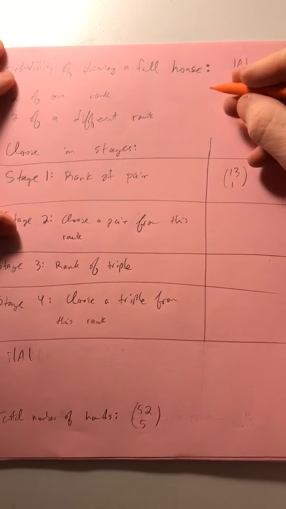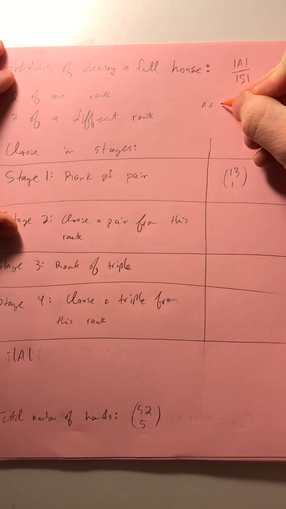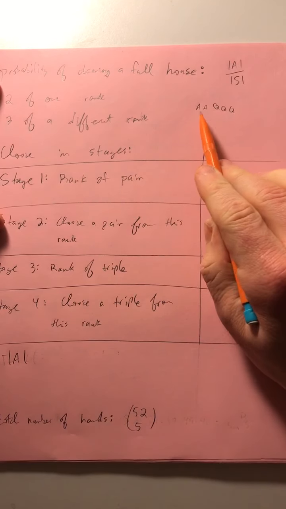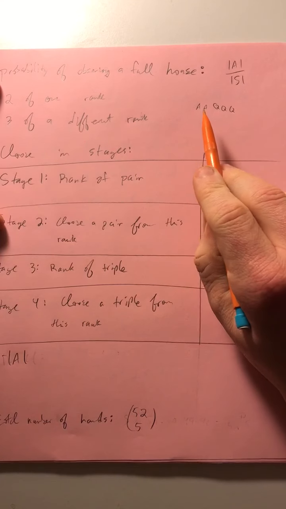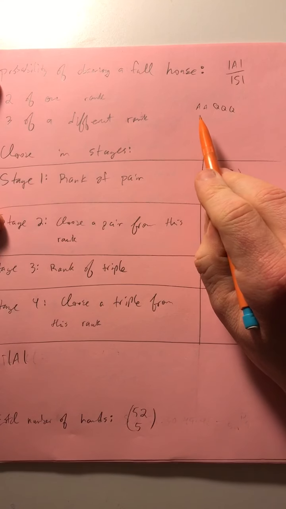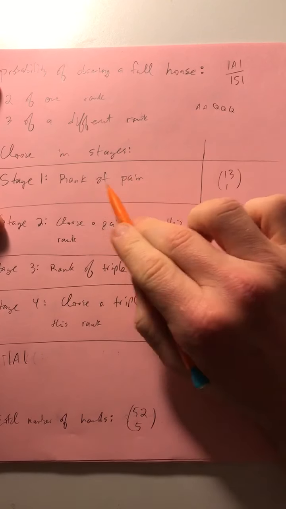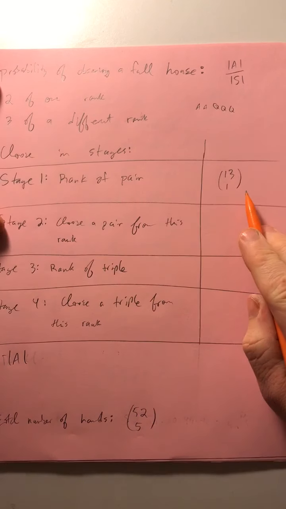So for example, if I have ace, ace, and then queen, queen, queen, here I chose ace, ace, but there are 12 other things that I could have chosen here instead of ace. So what I'm doing now is choosing the rank that I'm going to have 2 of, and there are 13 ways to do that.